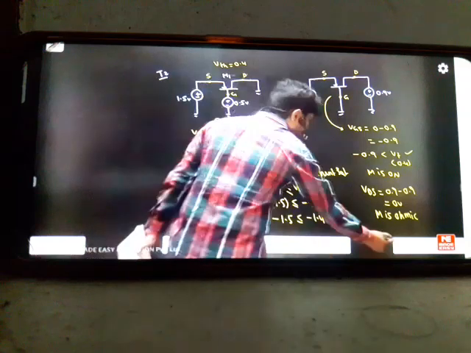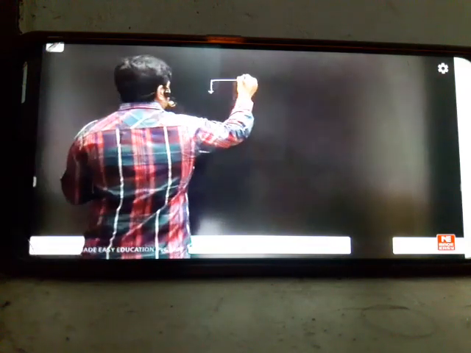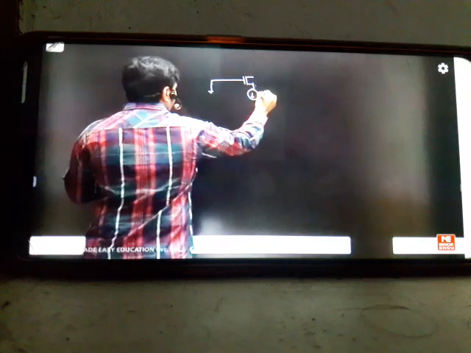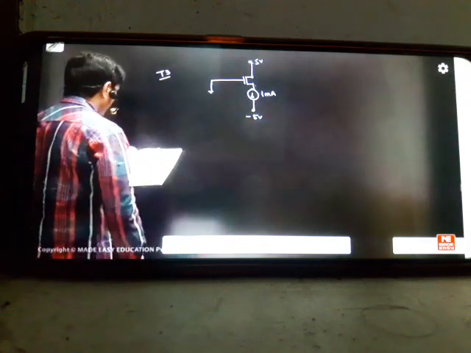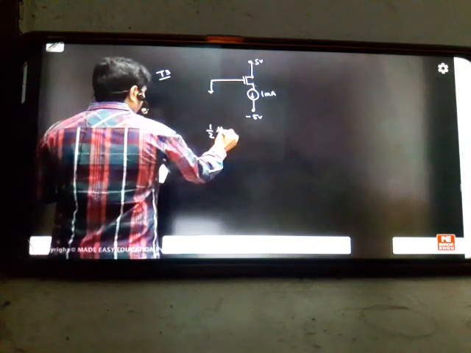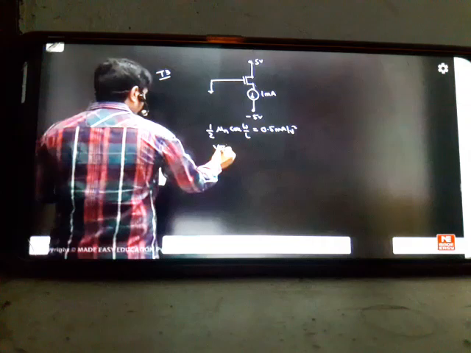So T3 question, how to finish? The last question we are seeing, T3. We have a ground here. Current is 1 milliampere with minus 5 volts. This is 5 volts. Like this he has given the problem. And he said that half into mu n Cox W by L is 0.5 milliampere per volt square, and the threshold voltage is 1.2 volts.